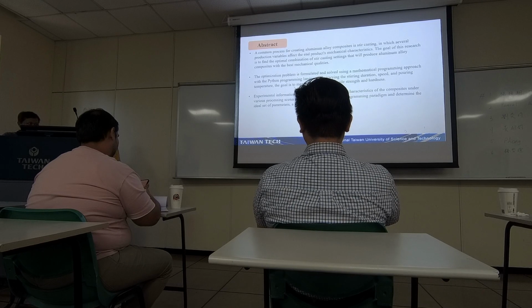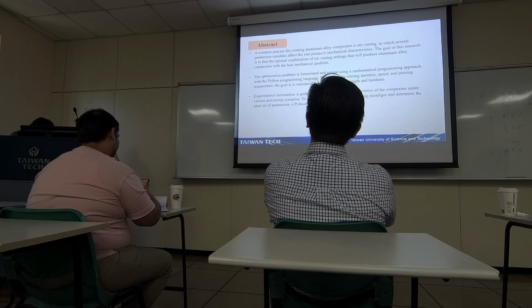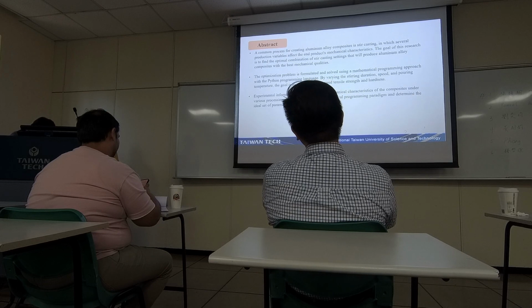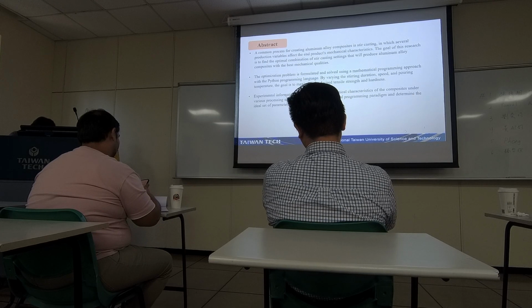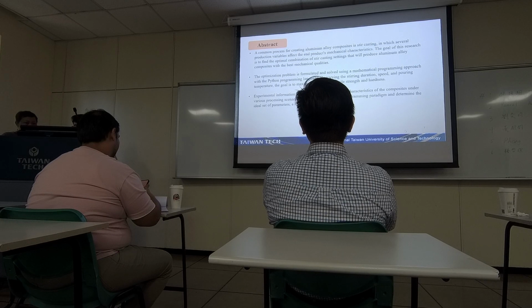And this is the abstract. A common process for creating aluminum alloy composite is stochastic, in which several production variables affect the end product's mechanical characteristics. The goal of this research is to find an optimal combination of stochastic settings that will produce aluminum alloy composite with the best mechanical qualities. The optimization problem is formulated and solved using a mathematical programming approach with the Python programming language. By varying the stir duration, speed, and pouring temperature, the goal is to maximize the desired tensile strength and hardness.